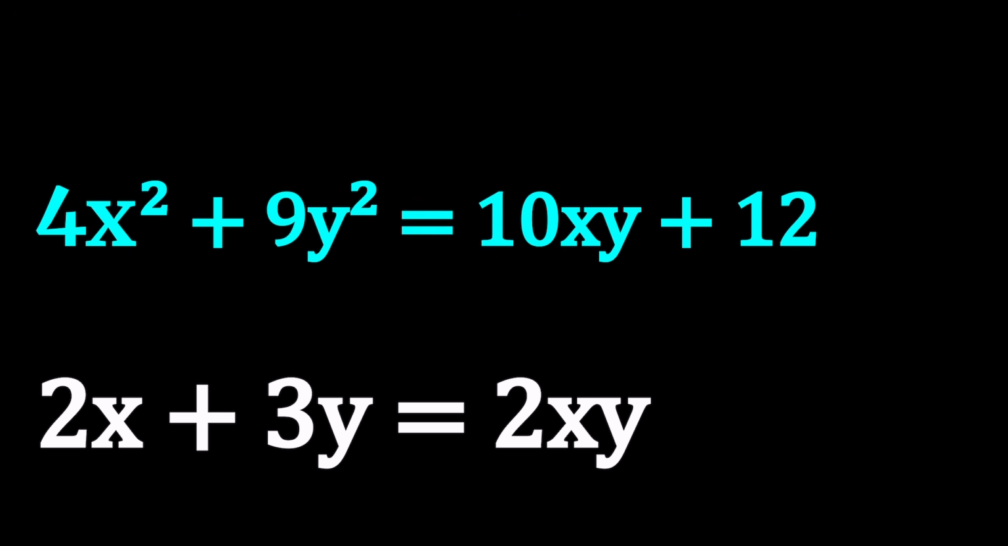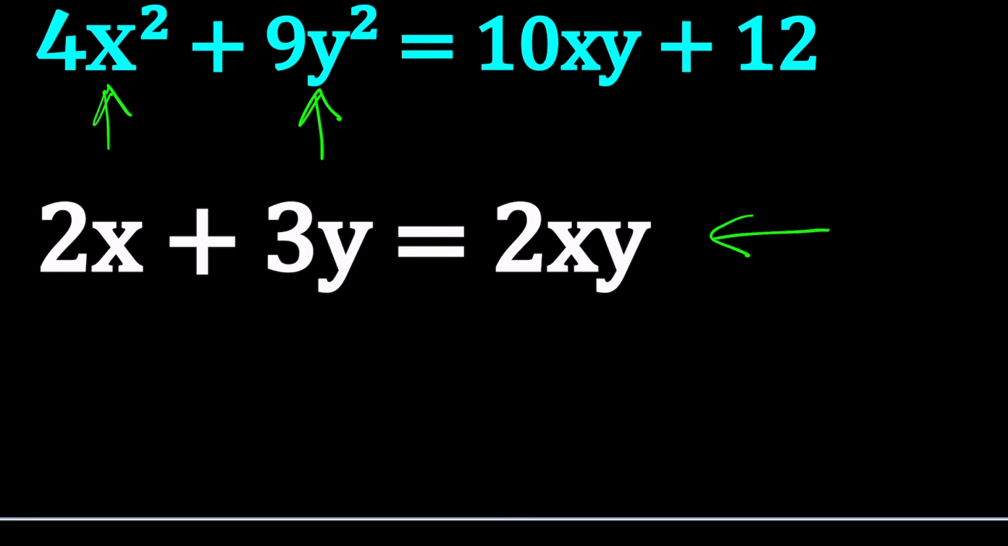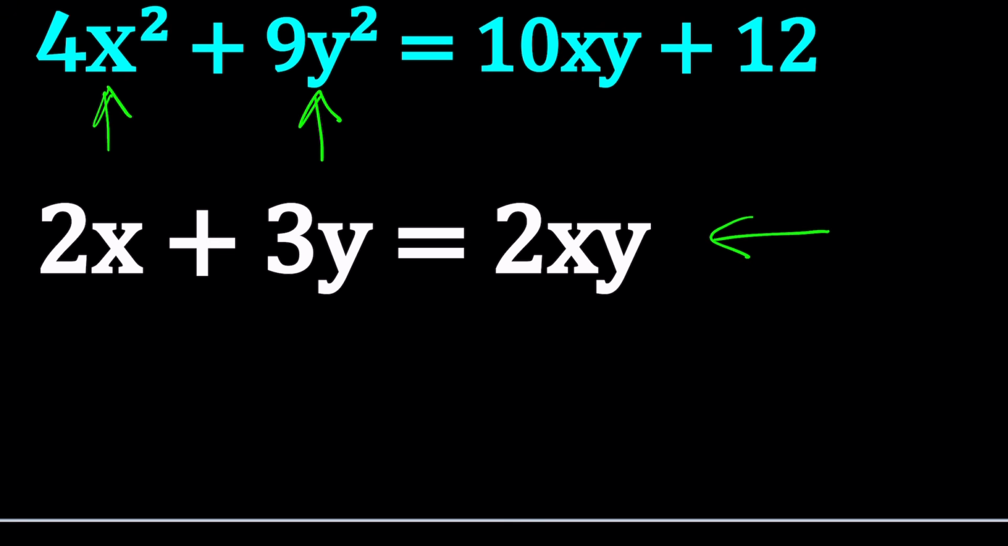So I don't know if you noticed, but 4x squared is 2x times 2x, and 3y times 3y is 9y squared. In other words, these expressions right here are the squares of 2x and 3y, which is a good thing. And that kind of tells me, I think I should start by squaring both sides here. Don't you think? So let's go ahead and do this. Square both sides.